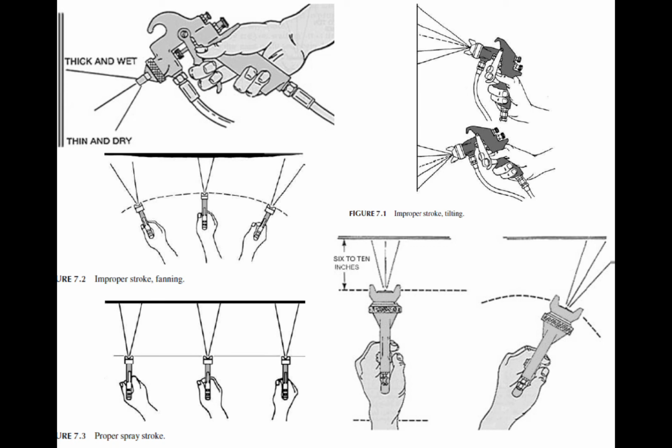What does paint blushing look like? Dull and hazy surface finish. What is the principal cause of filiform corrosion? Uncured primer.